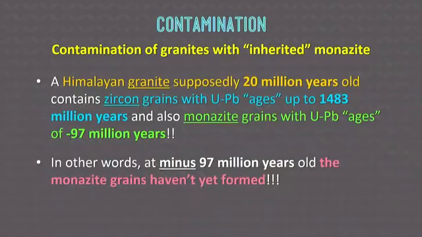Well, if you think that's bad, here's one example that they can't ignore or get out of. A Himalayan granite, supposedly 20 million years old, has zircon grains within it that have uranium-lead ages up to 1,483 million years, but also contains monazite grains, which is another mineral in there, with uranium-lead ages of minus 97 million years. What does that mean? The grains haven't formed yet.